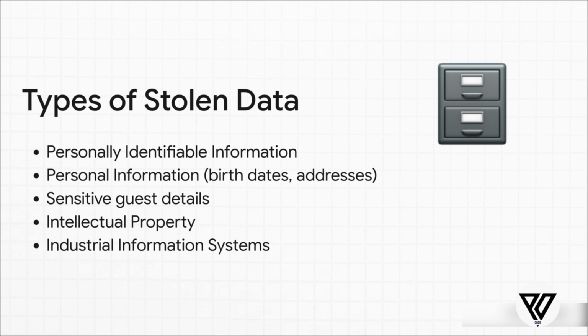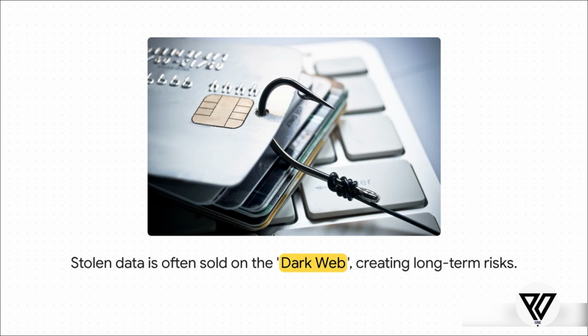And just look at the sheer variety of data these guys are after. It's not just one thing. They grab personal info like birth dates for identity theft, sensitive guest details for things like blackmail, and even a company's intellectual property. We're talking unique business plans, formulas, which they can then sell to competitors. Every single piece has its own price tag. And this gives you a pretty good idea of where all that stolen data ends up. It's sold on the dark web, that hidden corner of the internet. And this creates a long-term nightmare, not just for the business, but for every single person whose information was compromised.